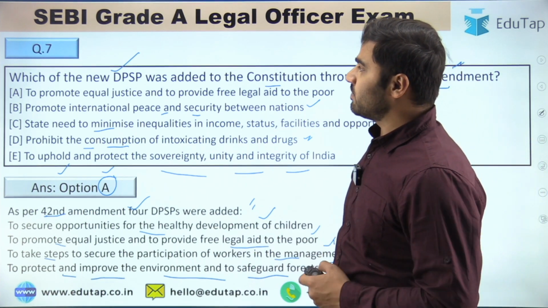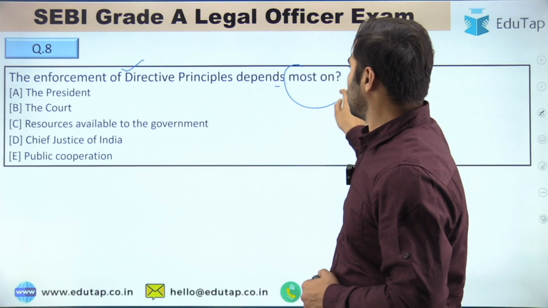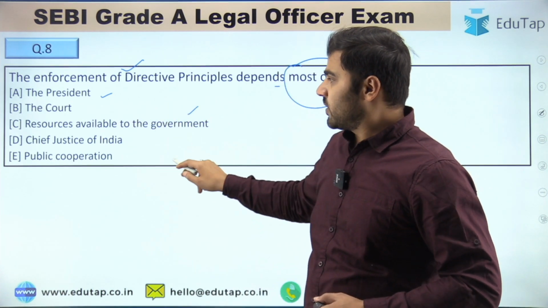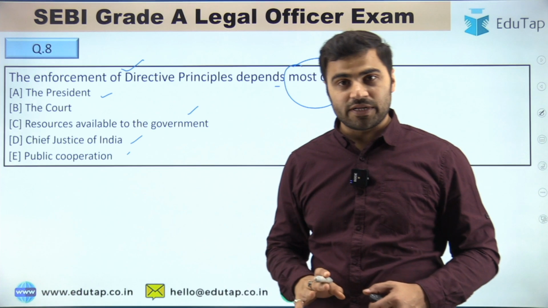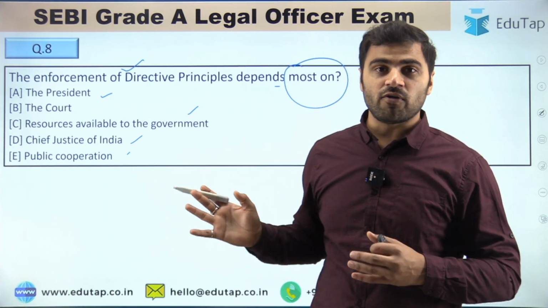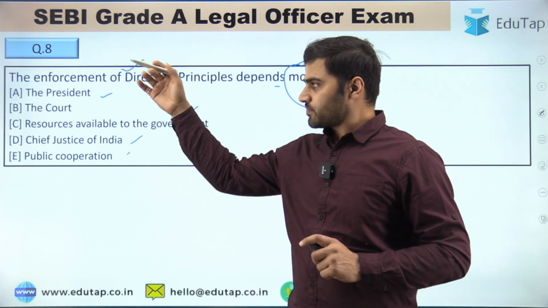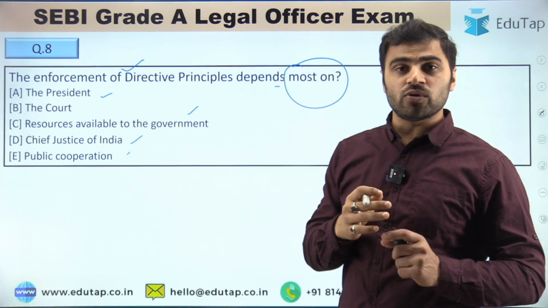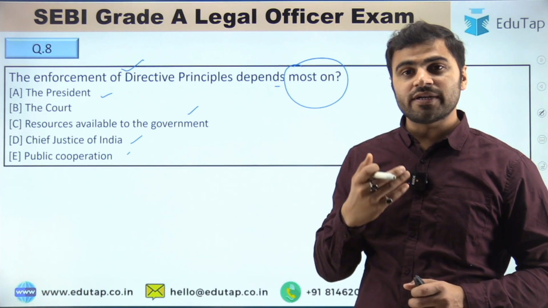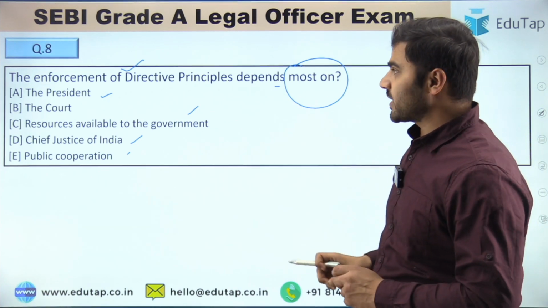Now let's move to question number 8. The enforcement of directive principles depends most on: the President, the court, resources available to the government, Chief Justice of India, or public cooperation. So basically, the enforcement of directive principles depends most on which of the following? What can be the right answer? You can easily answer this question if you know the concept, the idea behind the directive principles. You do not need special knowledge of any provision to solve this question.